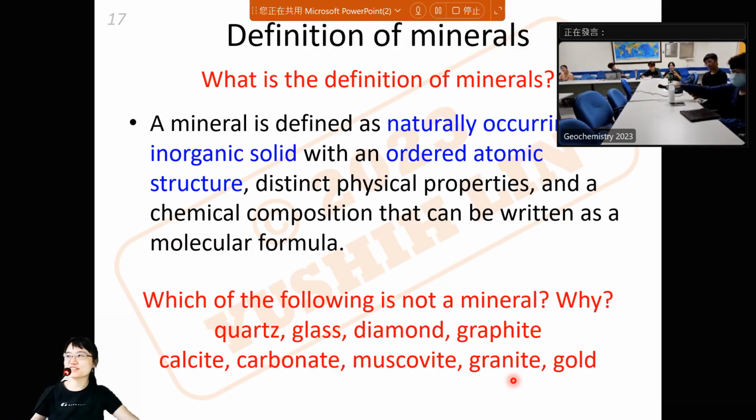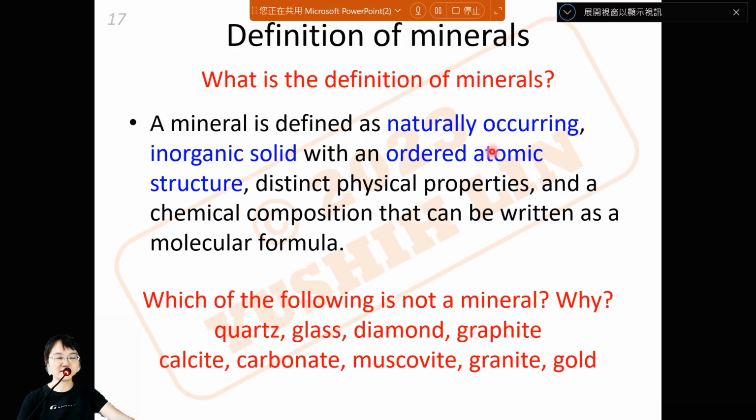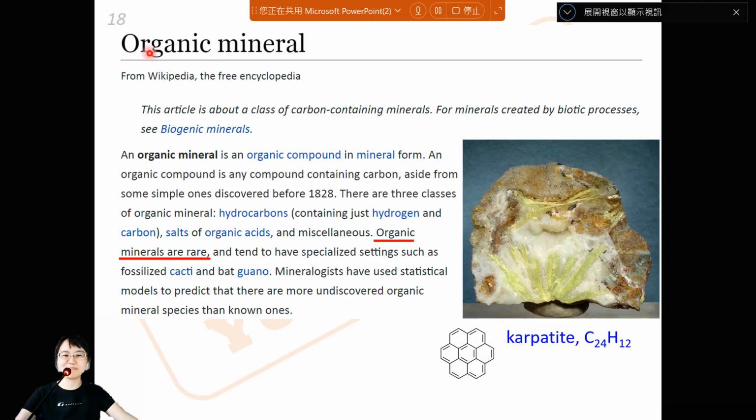I don't know, after this QA, will you have a better idea what is a mineral and what is not a mineral? Previously, I told you that in many textbooks it says inorganic solid. In reality, there are also organic minerals, like this one. This one has an organic structure like this. It's the crystal of PAH. Organic minerals are rare, but they exist. Therefore, in the future, I will not say minerals are all inorganic. There are also organic minerals.